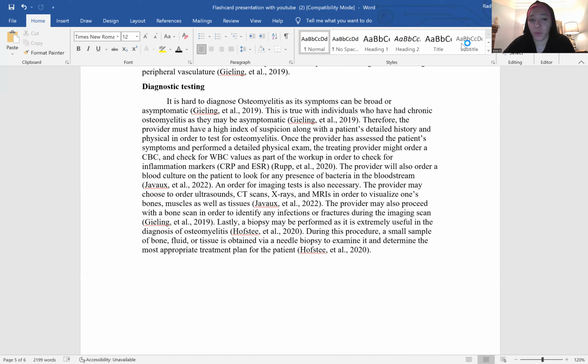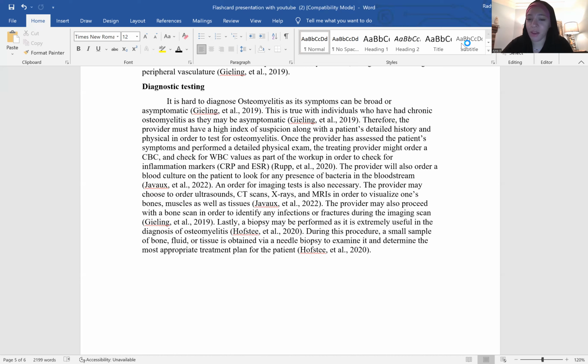The provider will also order blood cultures on the patient to look for any presence of bacteria in the bloodstream. An order for imaging tests is also necessary. The provider may choose to order ultrasounds, CAT scans, X-rays, and MRIs in order to visualize one's bone, muscle, as well as tissues. The provider may also proceed with a bone scan in order to identify any infections or fractures during the imaging scan. Lastly, a biopsy may be performed as it is extremely useful in the diagnosis of osteomyelitis.